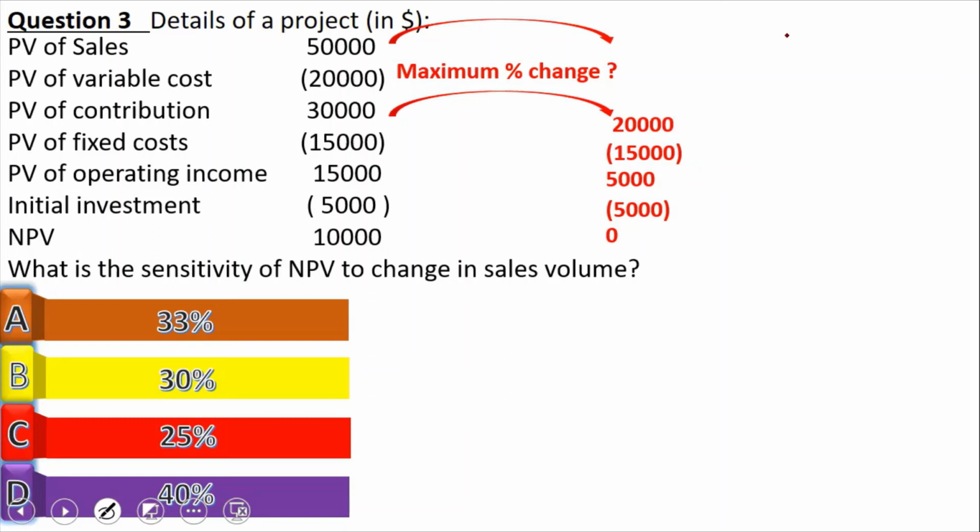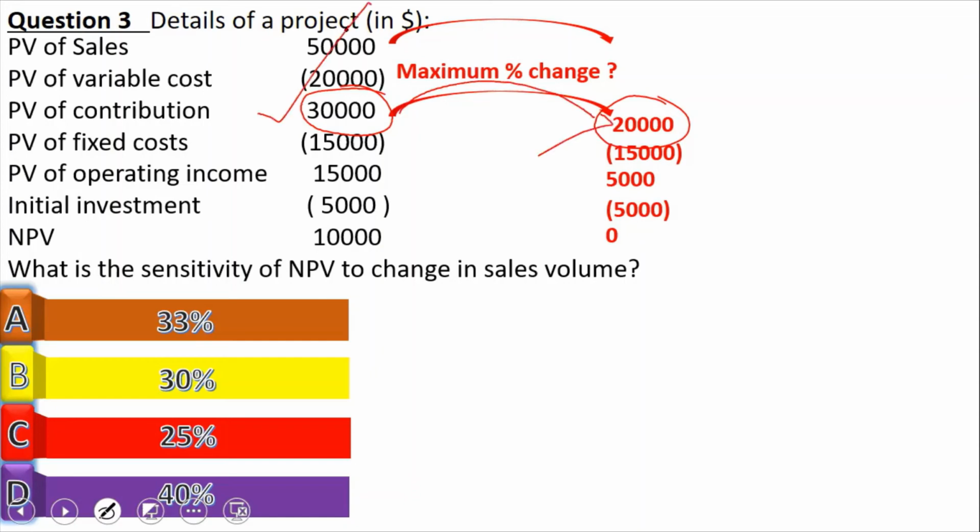What does this mean? When contribution is 20,000, our NPV is reduced to 0. Now we cannot reduce the contribution even by $1, because that's the maximum permissible reduction that is acceptable. If you reduce the contribution again, then NPV will turn out to be negative. So contribution can change by $10,000.